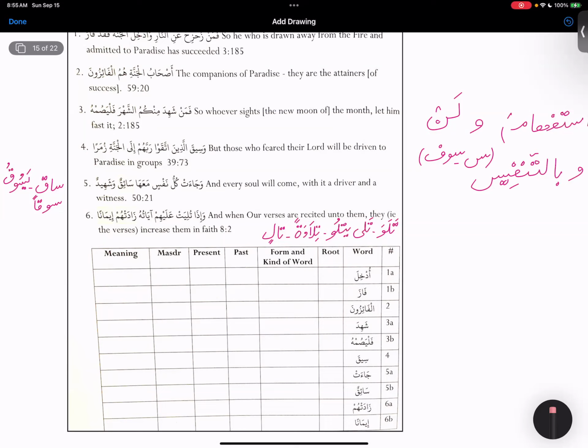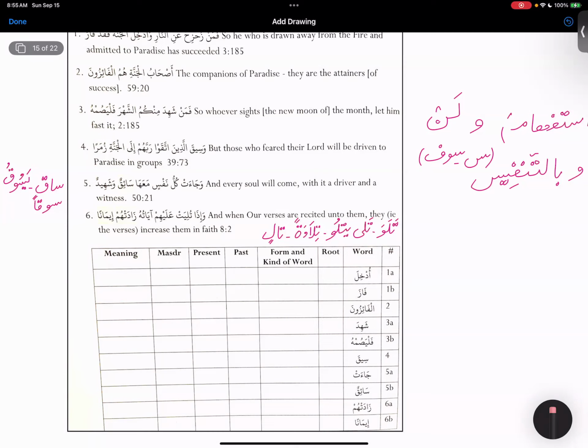Tuliyat, what kind of fail is tuliyat? Past tense majhul. And what are the root letters? Ta lam waw, which becomes tala. It is also written ta lam waw, and it can be written as ta lam ya. So tala yatlu. What bab is it making?